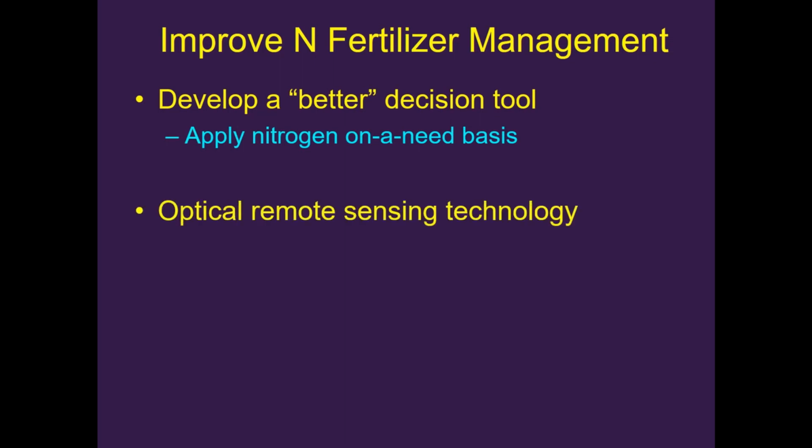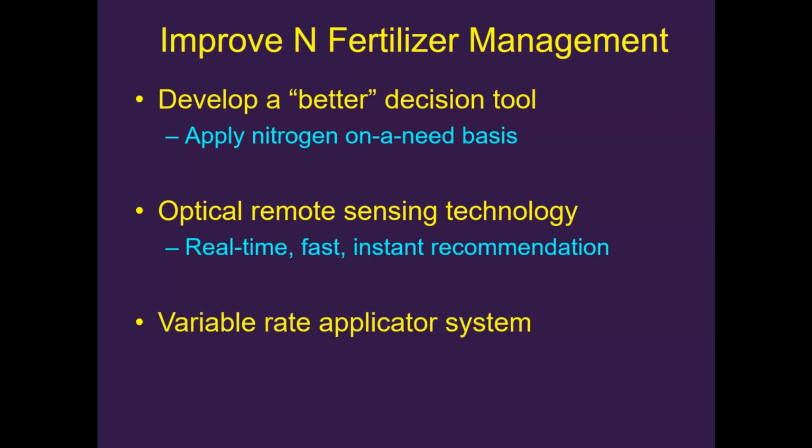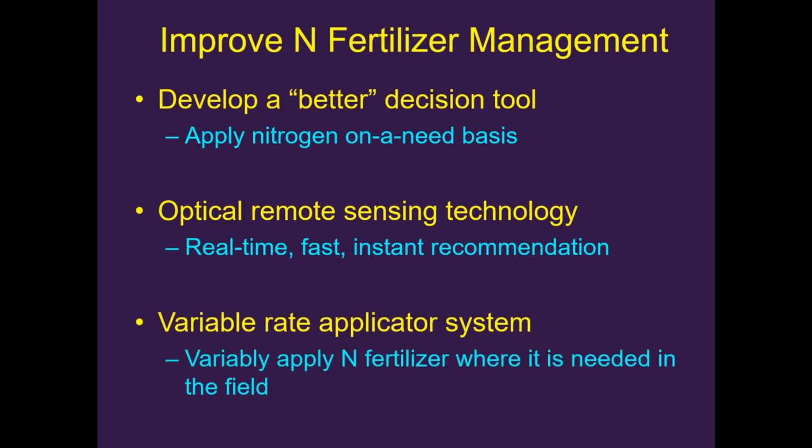We tie it to what we call optical remote sensing technology that allows us to do real-time, fast, and instant monitoring. Therefore, a recommendation will come out in seconds. And we also paired this with a variable rate application system, allowing us to variably apply nitrogen fertilizer based on the recommendation that will come out from the remote sensor data that we collect on the go.